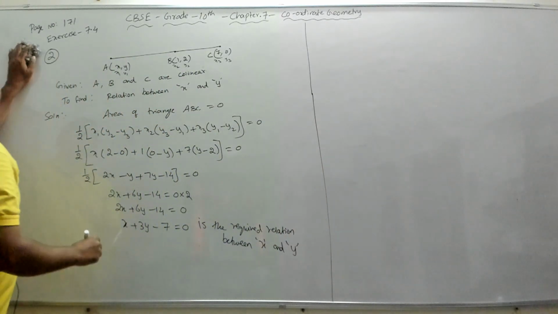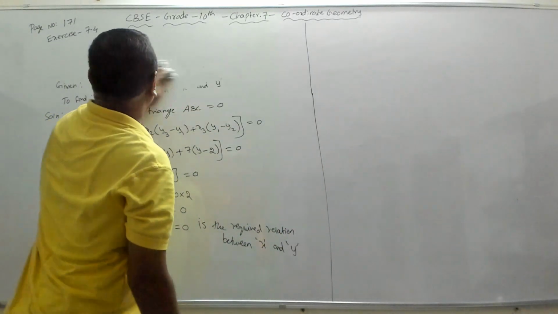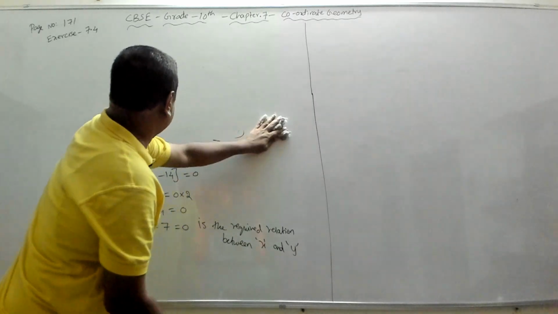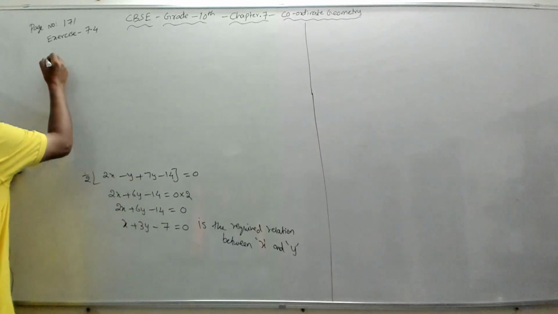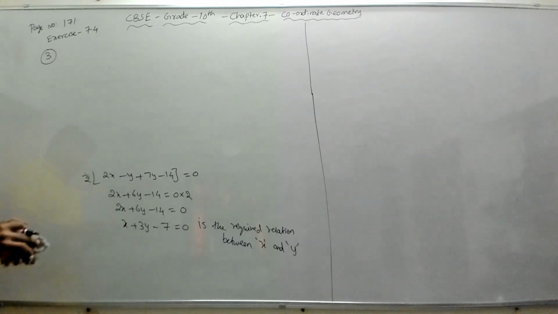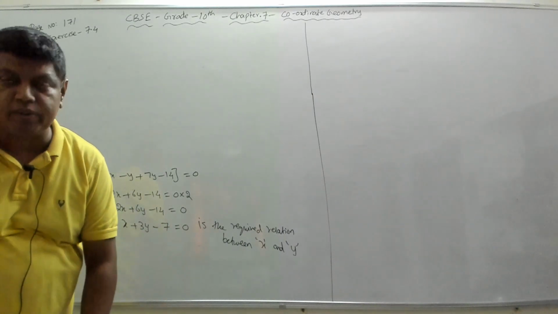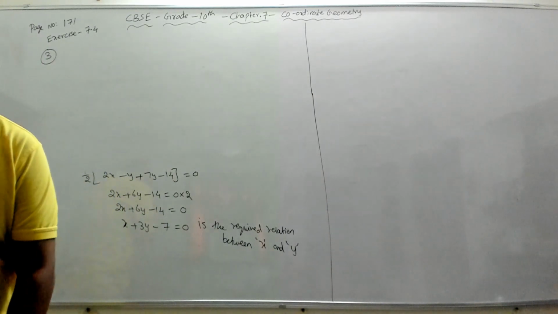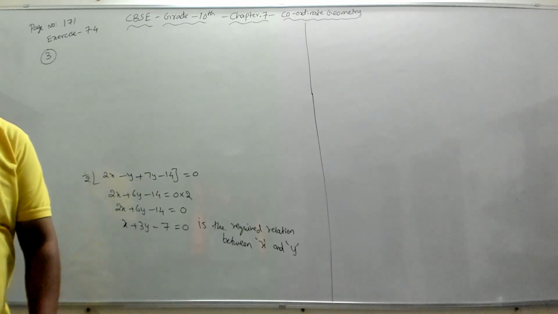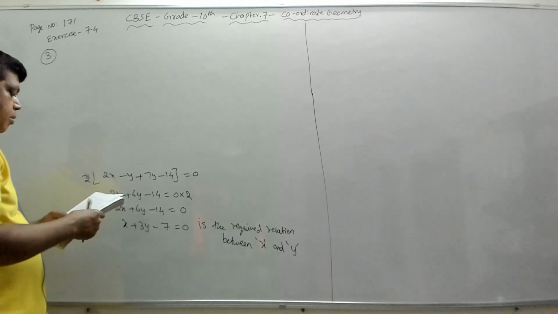Right? So I will go to the next problem. I'm erasing this. So third question. Third question is, you have to find the center of the circle passing through the points 6, minus 6, 3, minus 7, 3, 3.